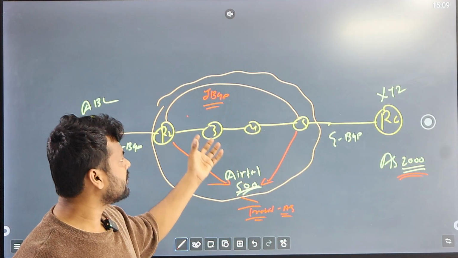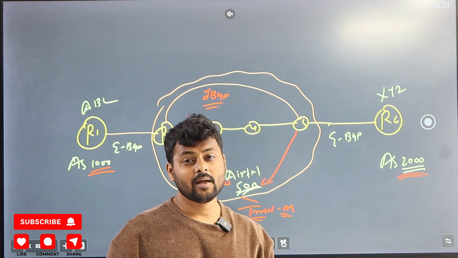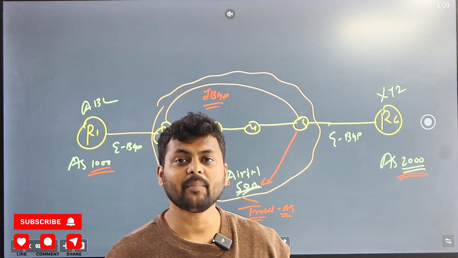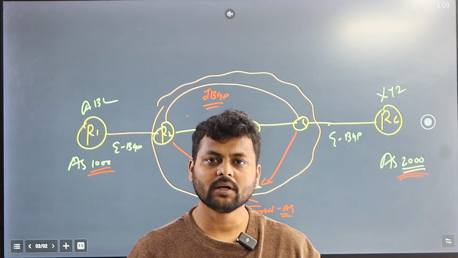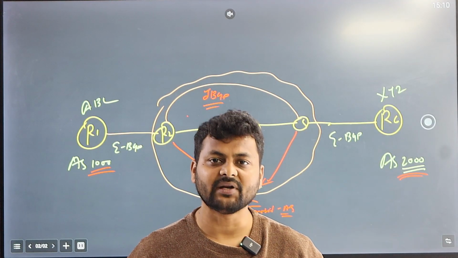So it is always recommended to run IBGP in the transit AS, but sometimes we have a requirement in production networks, in companies, where we run IBGP in the company's own network as well.